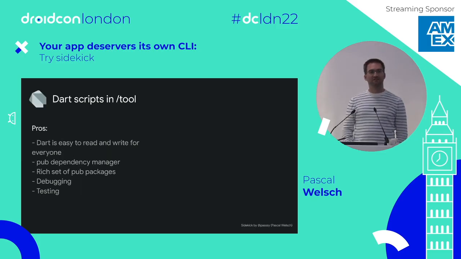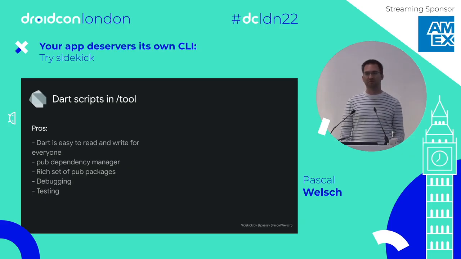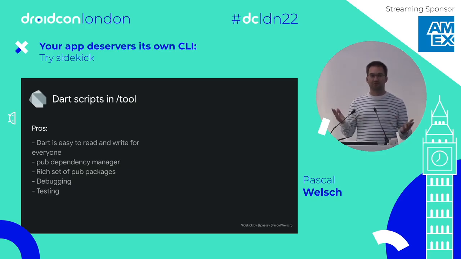What about placing a Dart script in the tool repository? If you check the package layout of a Dart package, we have this tool directory, and we can place Dart scripts there and simply execute them. Dart is great because it is easy to read and to write even for non-Dart or Flutter developers. We have dependency management, and we have a lot of packages out there that help us with automation. GitHub, for example, there are multiple Twitter packages out there.